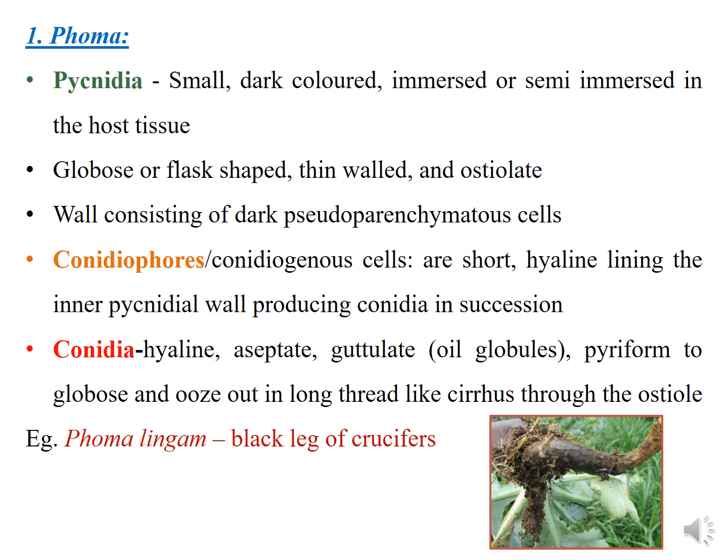The shape of the conidia varies from pyriform to globose, and they ooze out of the pycnidium like a long thread-like cirrus through the ostiole. Through the ostiole these conidia continuously ooze out like one continuous stream-like structure. An important example is Phoma lingam, which causes black leg of crucifers. In this picture you can see Phoma lingam causing black leg in crucifers.